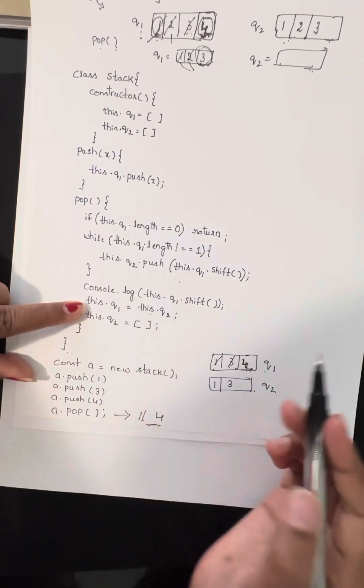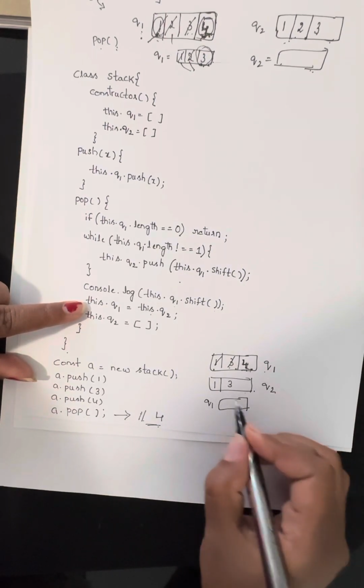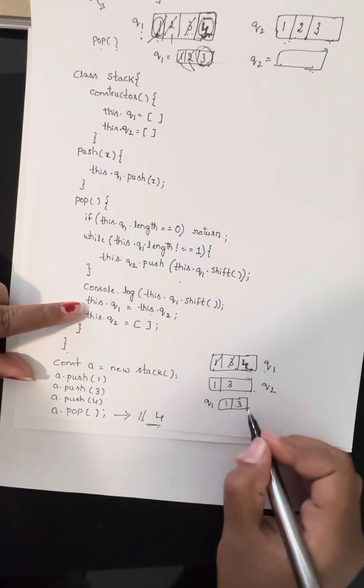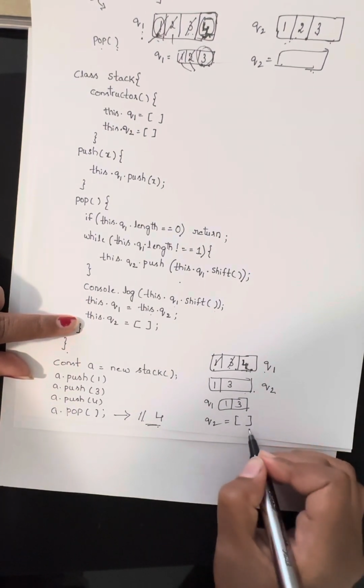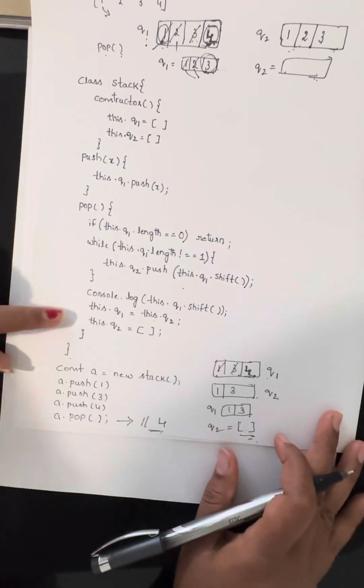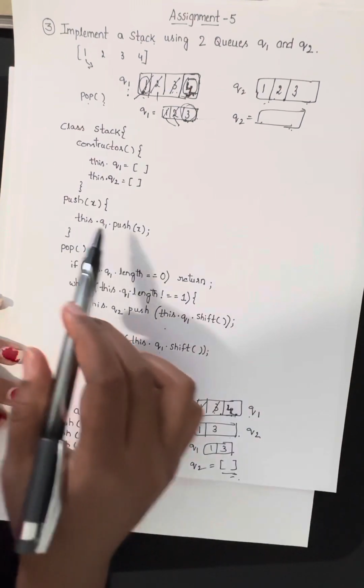Then we make Q1 equal to Q2, which is 1 and 3, and we make Q2 an empty array. So this is the implementation of stack using two queues.